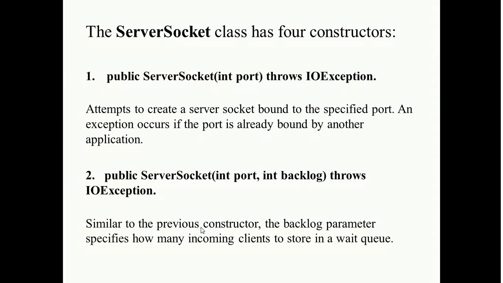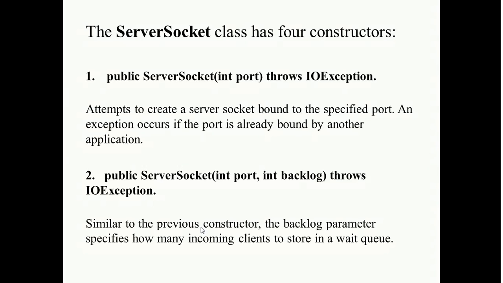Next, see the constructors in the ServerSocket class. There are 4 constructors of the ServerSocket class. First constructor is public ServerSocket having one parameter, int port, and it throws the IOException. This constructor creates a server socket bound to the specified port number. An exception occurs if the port is already bound by another application. At that time the IOException occurs.